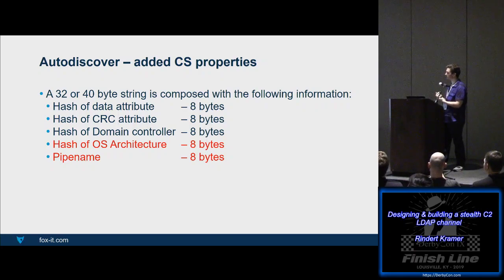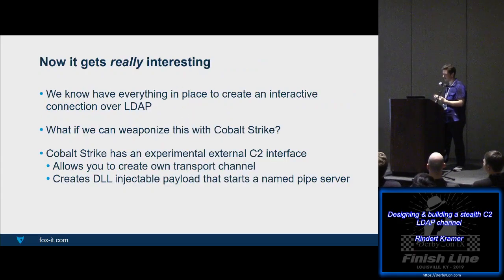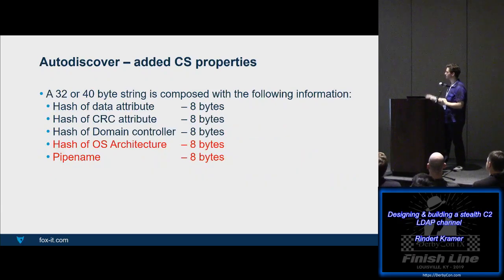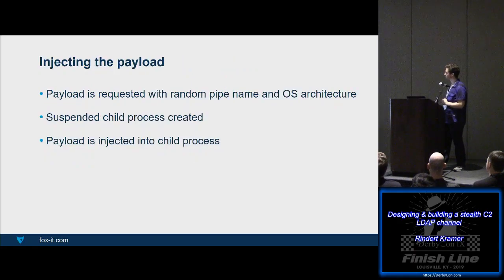The hash of the architecture, which is resolved the same way as the other attribute hashes, and a randomized pipe name. This is how Cobalt Strike works: the experimental interface creates a DLL injectable payload that, if you inject it, will start a named pipe server. You can specify the name of the named pipe server as well, which is the pipe name there.